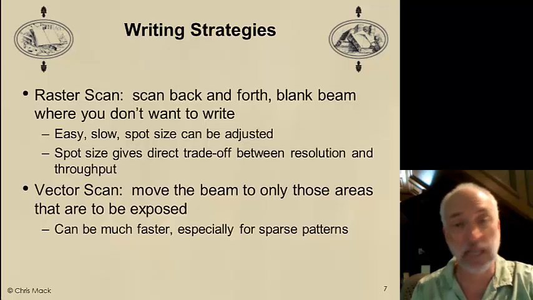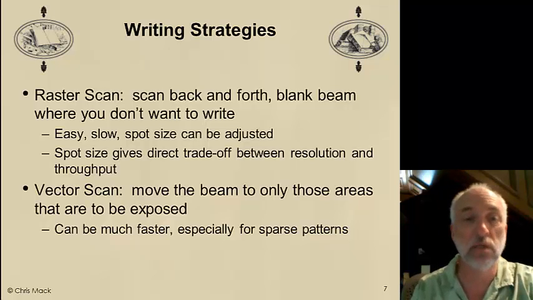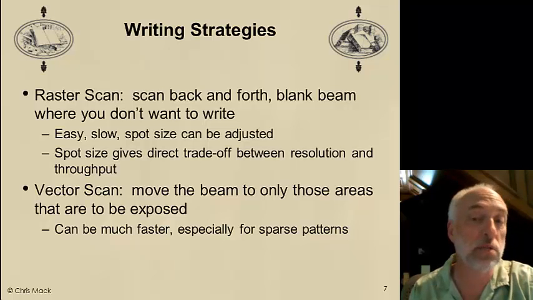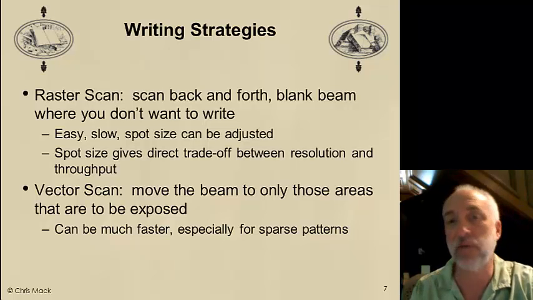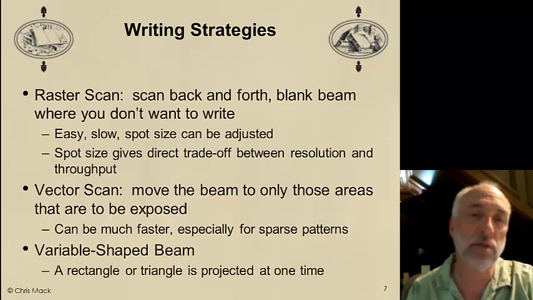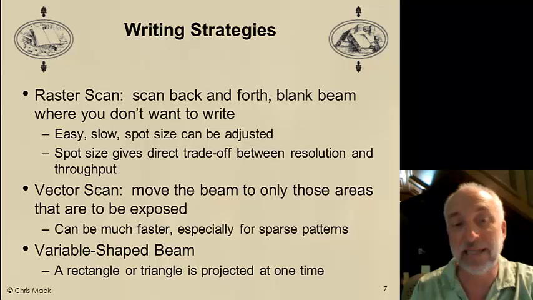We can do a vector scan. This is like a raster scan, but we only are scanning the beam back and forth within the regions that we want to be exposed. This can be a lot faster for the case of sparse patterns where we only have a little bit of the area of the mask that we actually want to write with our electrons. But by far the most popular way of doing things today is a variable shape beam where we project an entire shape onto the wafer at one time. The shapes are typically rectangles and sometimes triangles as well.